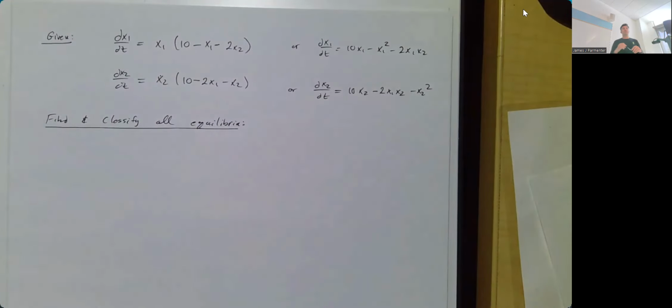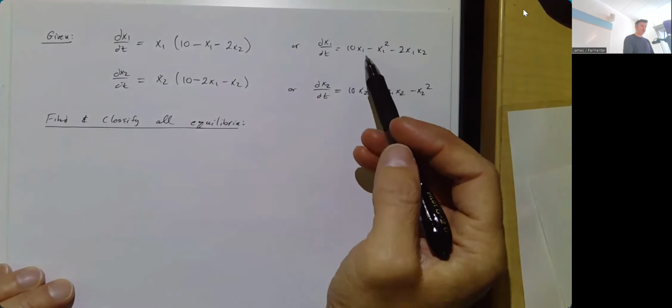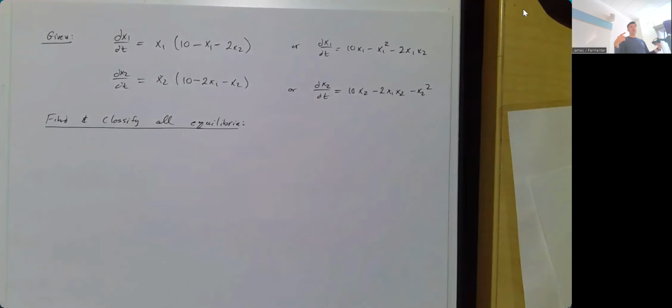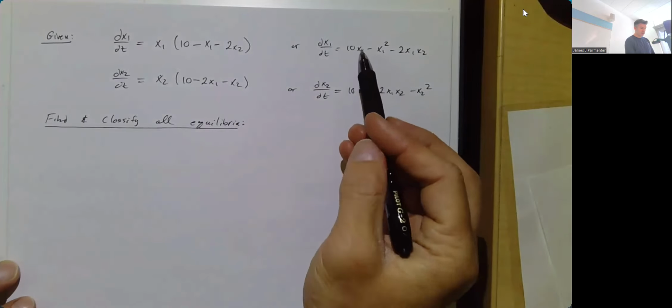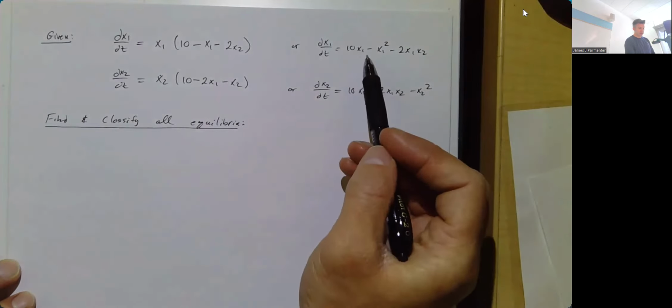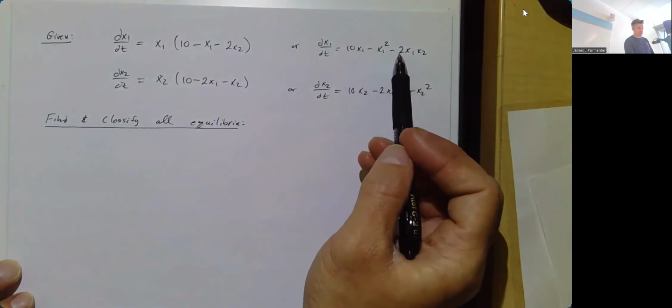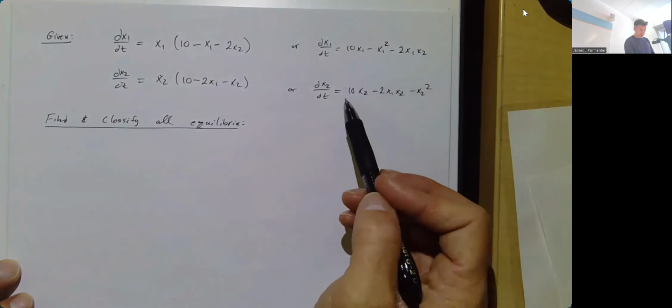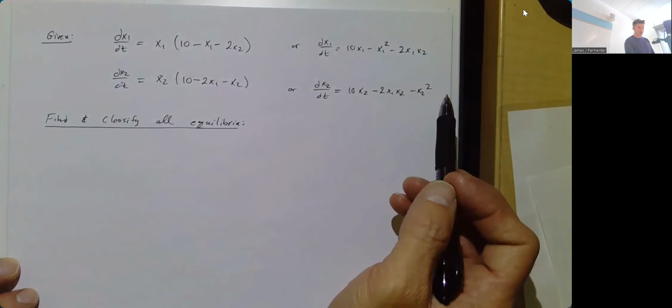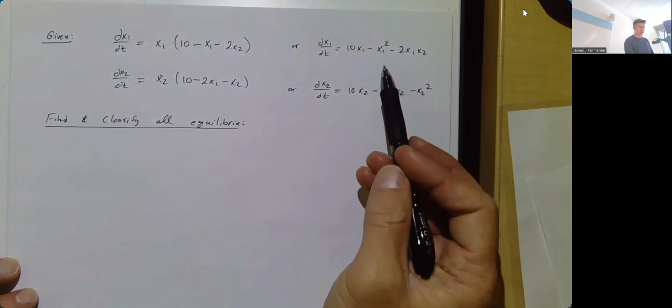First, an observation. These equations are symmetric. All that means is that if you interchange x1 and x2, the equations look the same. If I swapped x1 and x2, this would become 10x2 minus x2 squared minus 2 times x2 times x1, which is exactly that equation, and vice versa. If I interchange x1 and x2, I get exactly that equation.